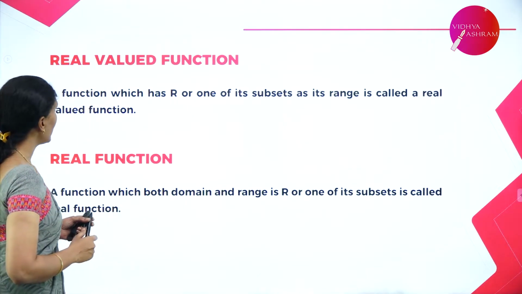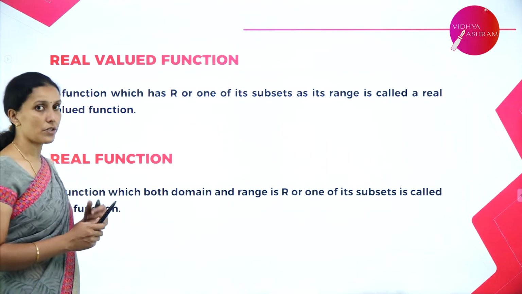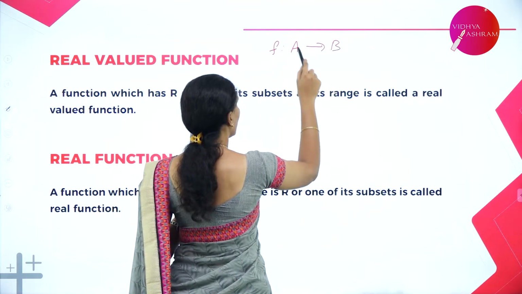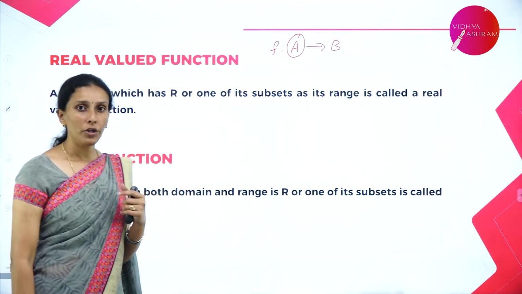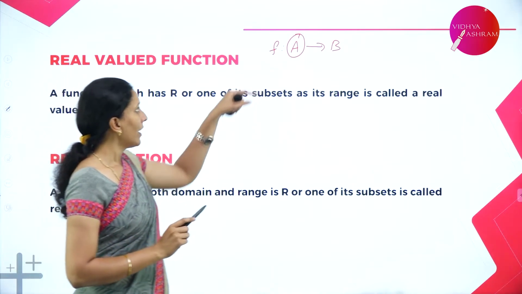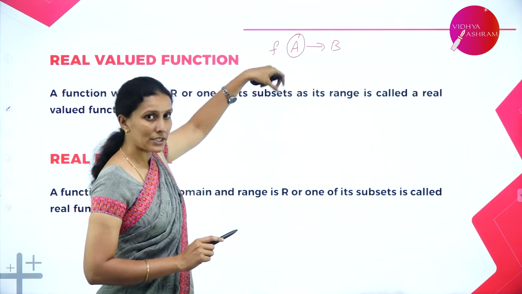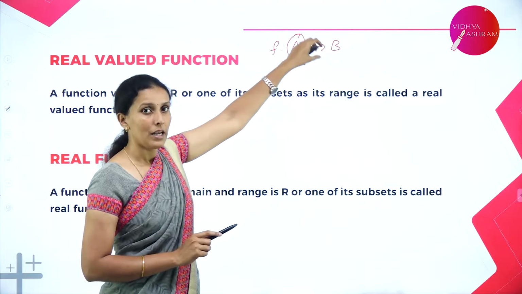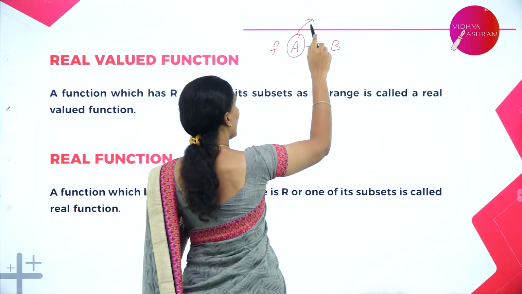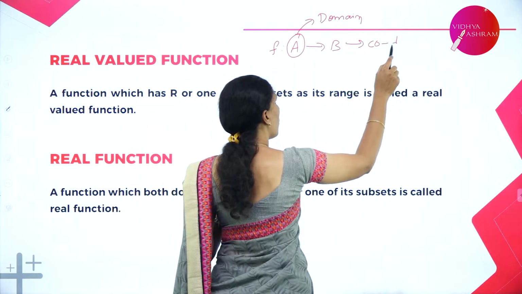Next, here we have real valued functions and real functions. What are real valued functions and real functions? When I say f is a function from A to B, here set A is called the domain. What do you mean by domain in a relation? The set of all first elements inside the relation. We know that every element of A has one image in B. That means all the elements in set A are related to some element in set B. Therefore, the domain is all the elements inside set A. That is why we call A the domain set and B the codomain set.